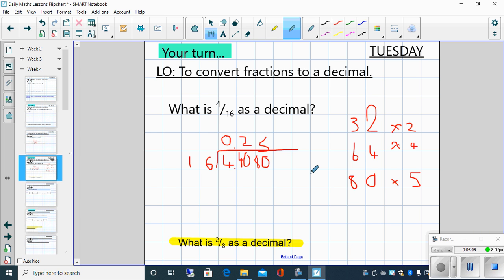Now, one thing you should know about trying to work out what a fraction is as a decimal is that sometimes a number can be recurring. I would suggest that if that is the case, just do it to 3 decimal places.